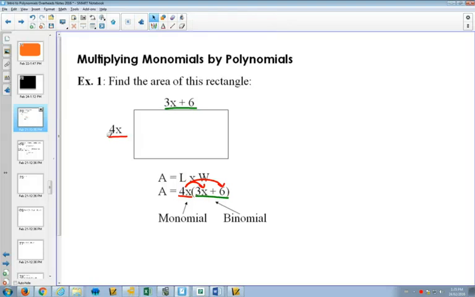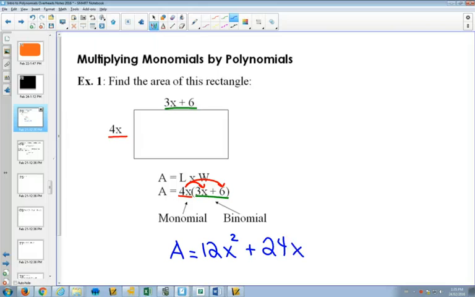multiply that 6. What happens if you do 4 times 3x? Multiply the numbers. 4 times 3? 12. X times x when you multiply the variables? X squared. What's 4x times 6? Multiply the numbers. 4 times 6? 24. Multiply the variables. There's only the x. So we get 24x. And this is the area of that rectangle.